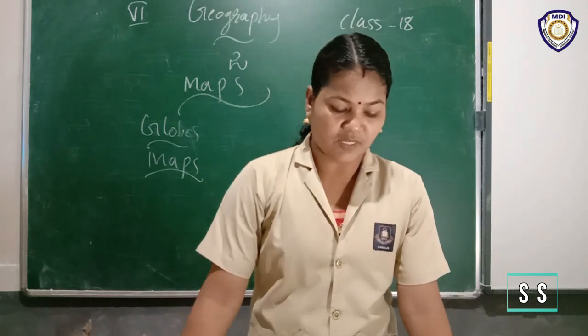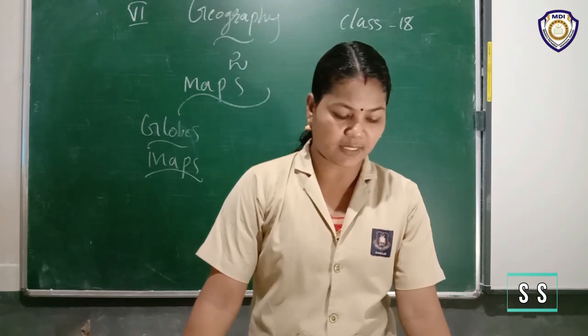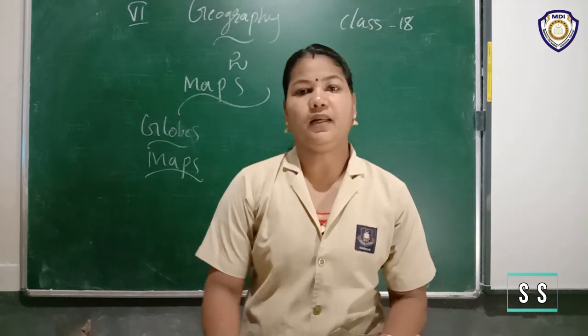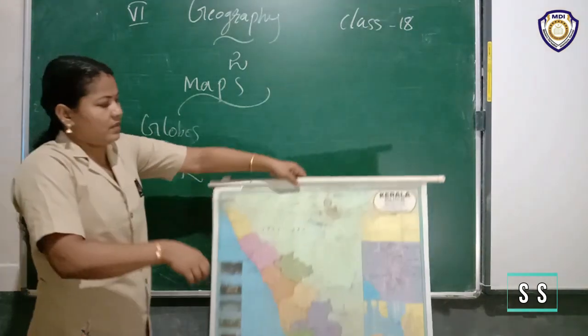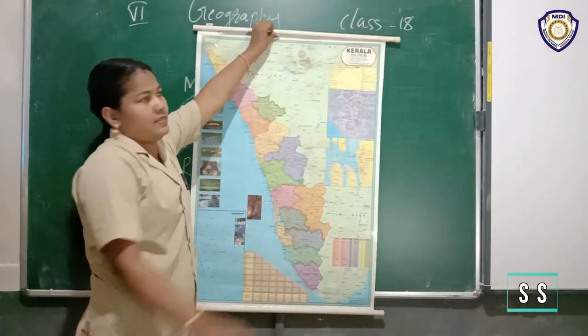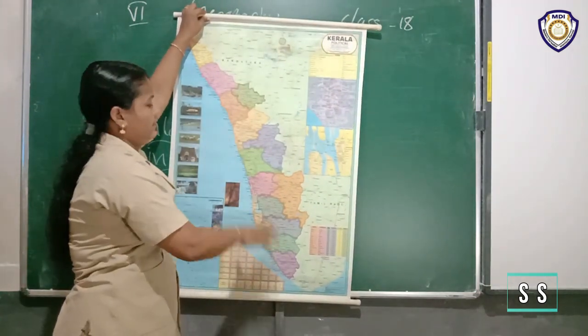Yes, the Earth's surface, either whole or part, can be represented on paper. Such a representation is called a map. Okay, listen, paper represents here. For example, first one, map. First globe we discussed, it is a map. Okay, this is the Kerala map.